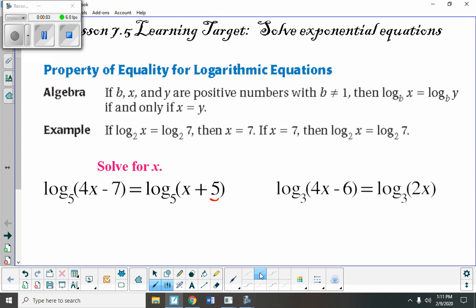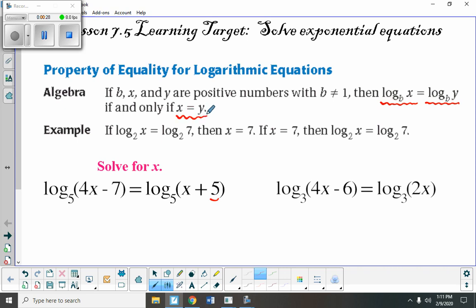All right, in this video, we are going to be solving exponential equations. And to do that, we will use the definition of a logarithm and also properties of equality for logarithmic equations and for exponential equations. So the property of equality for a logarithmic equation says if log base b of x is equal to the log base b of y, then x equals y.